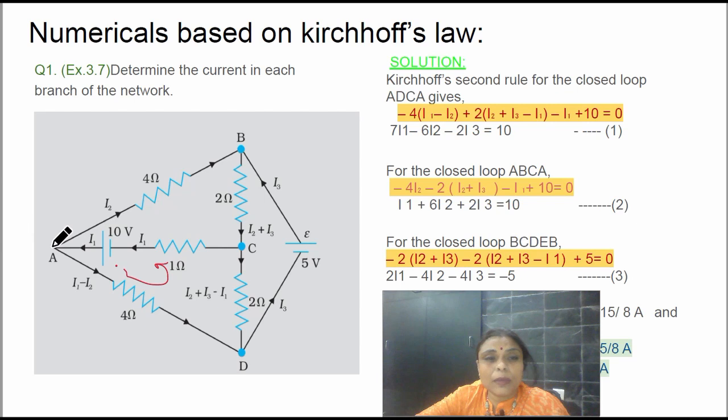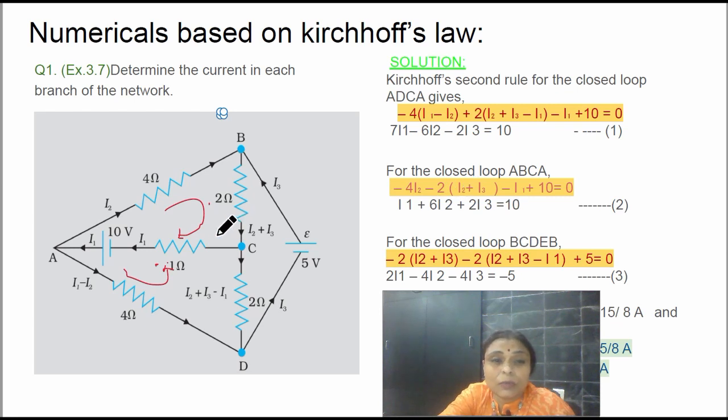Now the second loop, A, B, C, A. You start writing it and let me see whether we are correct or not. A to B, it is I2. Let me put the values first. We are going like this. Let us write the equation. We are moving in this direction, current is also in this, so minus 4 times I2. And then we move across the 2 ohm resistor, we are moving in this direction, current is also in the same, so minus 2 times I2 plus I1.